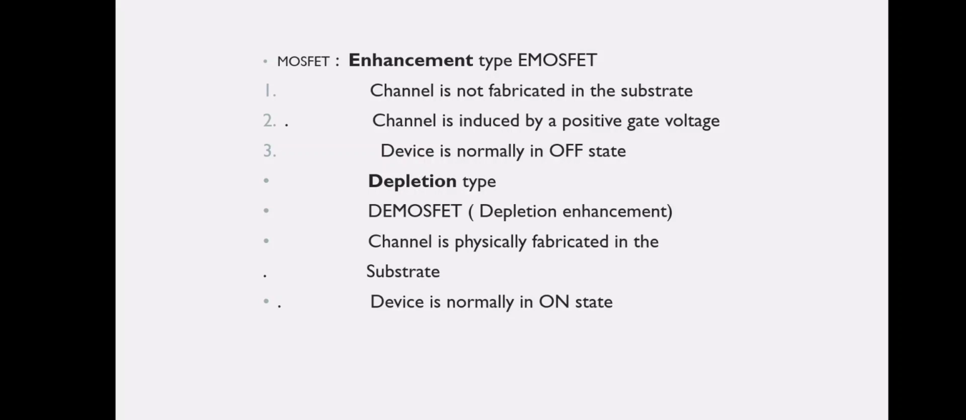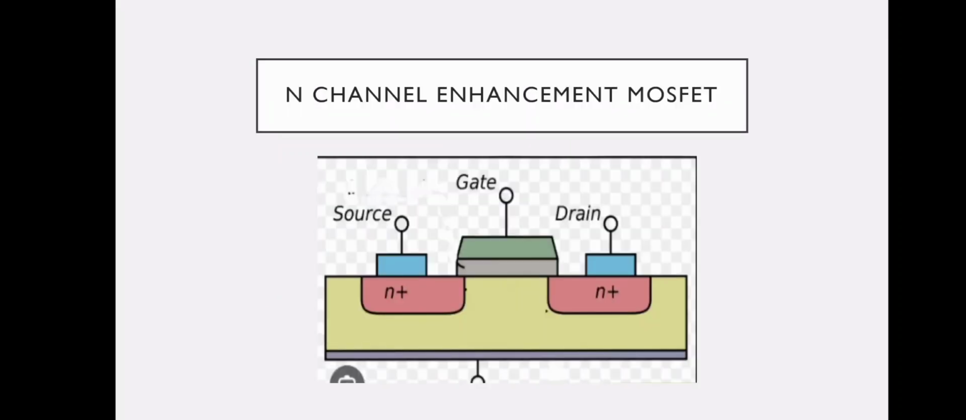But in the case of a depletion MOSFET, we are physically fabricating a channel in the device during the fabrication process. So we have a conducting channel even when the gate source voltage is 0. That is why the device is said to be in the normally on state. Here we will be discussing only the enhancement type. So now let us see the working of the N-channel E MOSFET in detail.